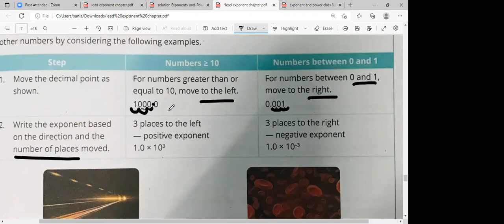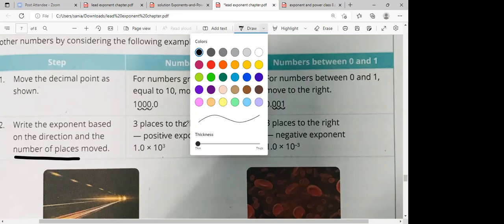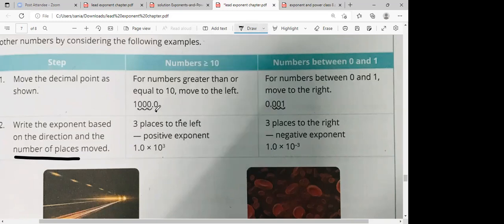Okay. Now listen to it very carefully because this is very important. You'll be getting direct questions from here, right? Now you already know that if the number is between 0 to 1, you are going to do this, and if the number is equal to 10 or greater than 10, you are going to do this, right? So for example, over here you can see it is like this.